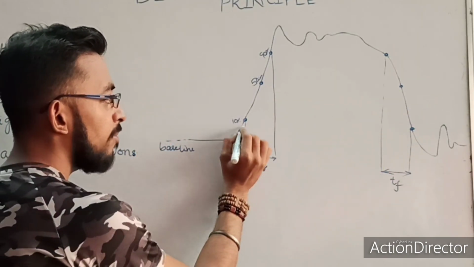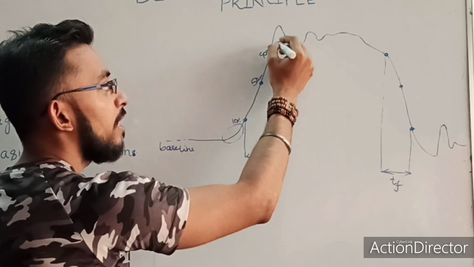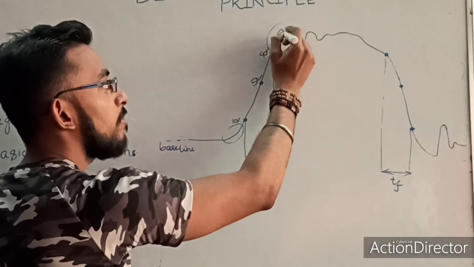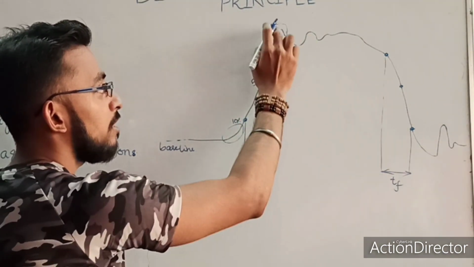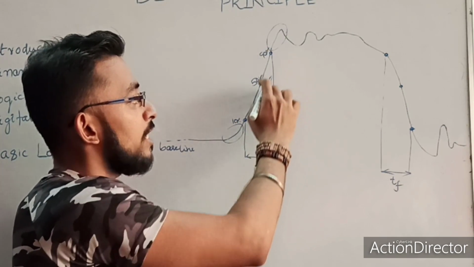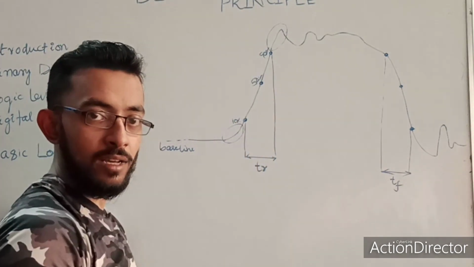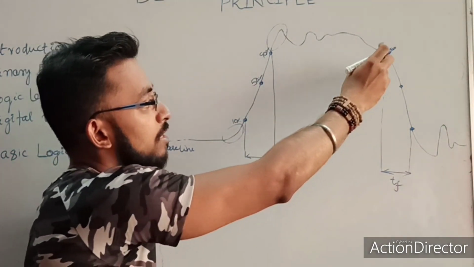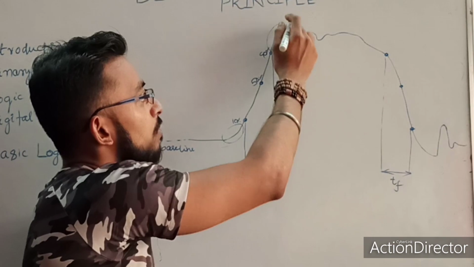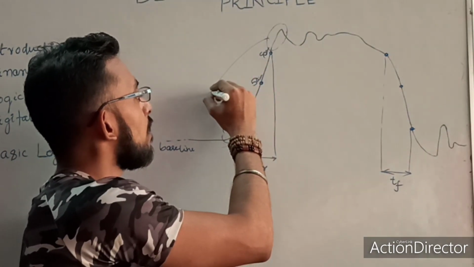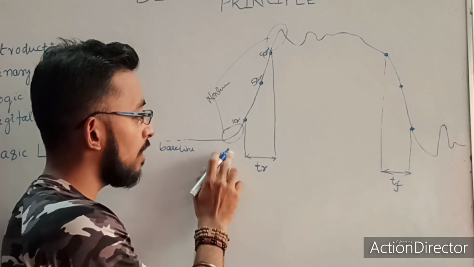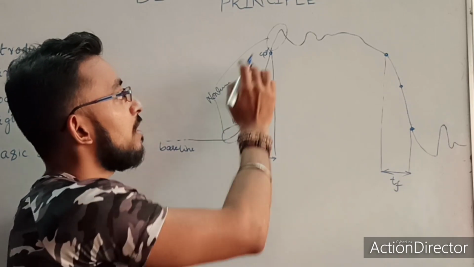Why am I not including this 0 to 10 and 90 to 100? Because from 10% to 90%, my signal looks like a linear curve. This is linear. This is also linear. But you see, in this part or in this part, what does my signal look like? Non-linear, right? That's why I am not including this 10% and this 10% inside the rise time and fall time.